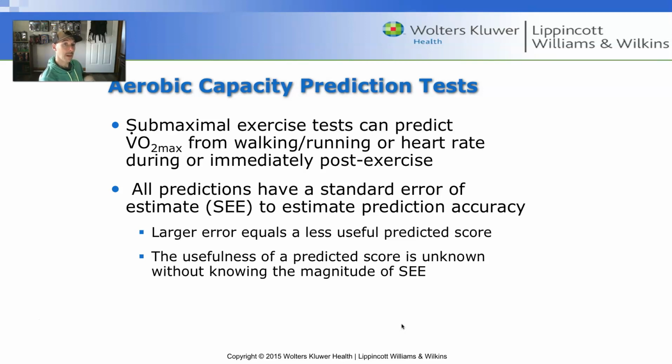So rather than directly measuring VO2 max using gas analysis, we're going to predict what their VO2 max is based upon their heart rate response to submaximal exercise. Remember, submaximal means less than maximal, so it's going to be a less intense test. And we're going to measure their response to that less intense activity and then predict what their VO2 max is. By doing that, we are going to introduce error, and we call that error the standard error of estimate, and we abbreviate that as the SEE, okay?